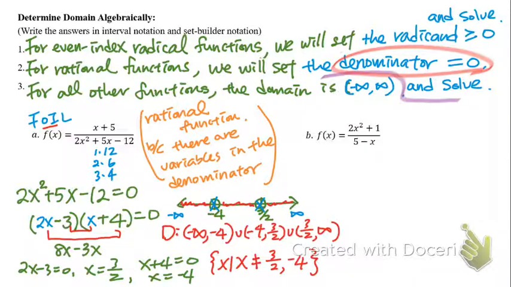All right, so next question, part B: 2x squared plus 1 over 5 minus x. Now, is this a rational function? I see most of you are going to say yes, right? And if you say yes, you're correct, because we have x in the denominator.